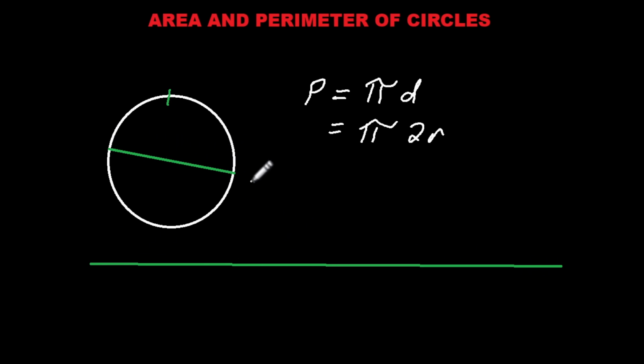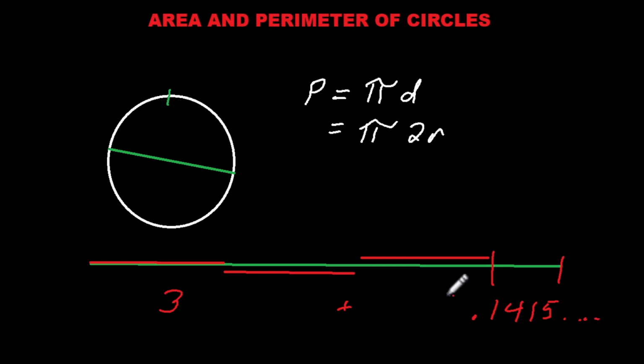I would notice that this diameter would be equal to, I'll try to draw this as best I can, a little above and below. I would get 3 diameters and then a piece left over that's about 0.1415. So I would have 3 diameters plus this piece from here to here, which is about 0.1415, and it keeps going on. And we have a name for this number, and it's called pi.